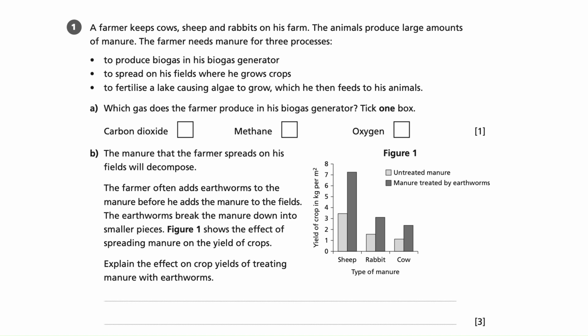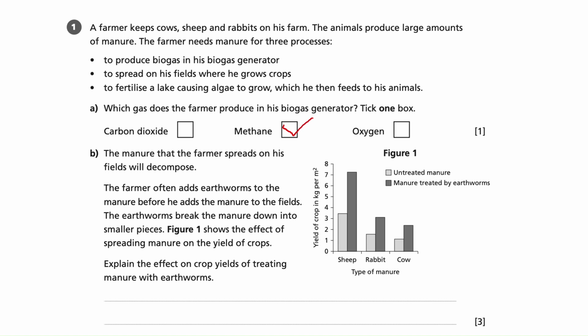Part A. Which gas does the farmer produce in his biogas generator? Tick 1 box. Okay, so for this one, it's a simple recall question. What gas is produced in a biogas generator? It is methane. So ticking that box scores the 1 mark available for this question.